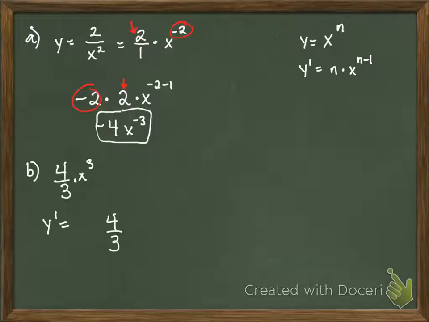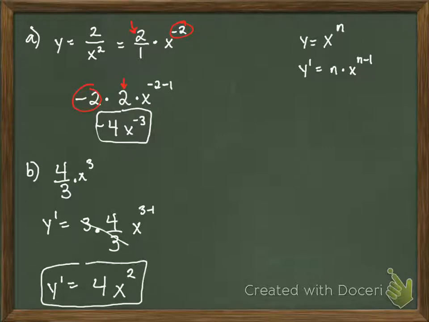Okay, bring my exponent down, so 3 times my 4 over 3 x. And then I take 3 minus 1. Okay, so y prime is actually, the 3's cancel. I have 4x to the second power. Did you still get 4x squared? Then that's fine. Okay?